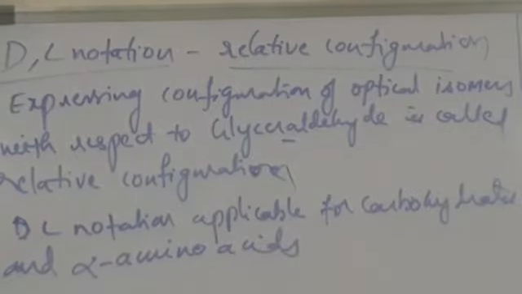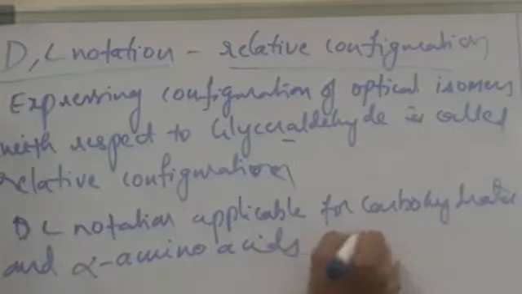And DL notation is not applicable for compounds having more than 2 chiral carbons. Compounds which have more than 2 asymmetric carbons, this type of notation is not simple. So it is not applicable for compounds having more than 2 chiral carbon atoms.